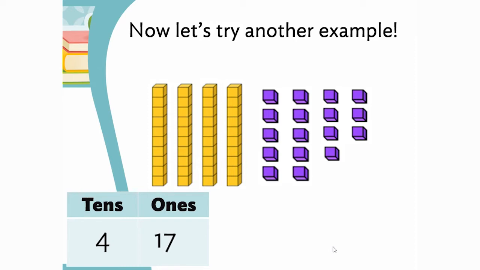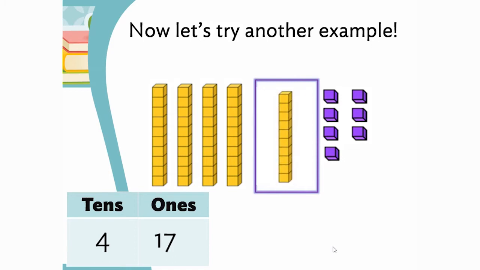But, as I told you before, let's try to find a nice, friendly group of 10 to make this a little bit easier to count. There's my group of 10. So I'm going to trade that for another 10. Now, I have 5 groups of 10 and 7 ones. So my number would be 57.